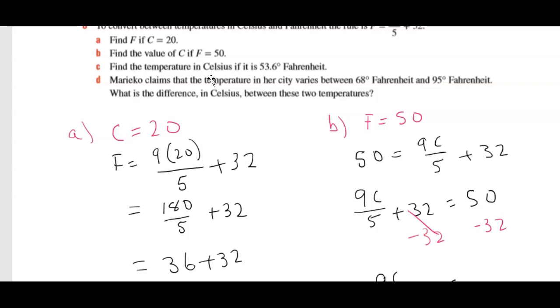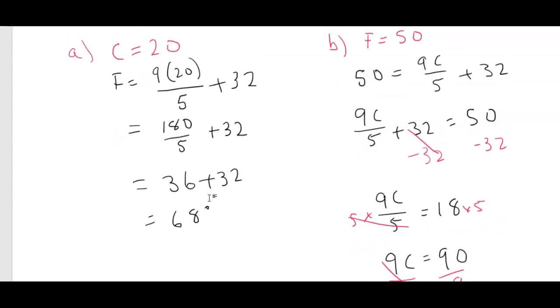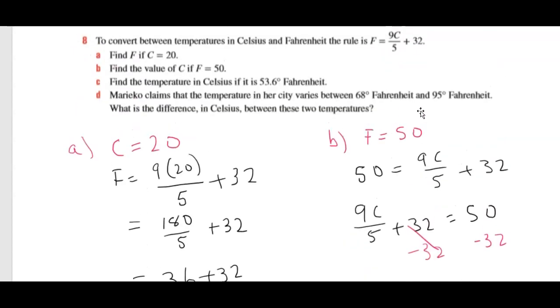All right, question C, find the temperature in Celsius if it is 53.6 degrees Fahrenheit. So you're just substituting in for F again. Let's have a look at question D. So Mariko claims that the temperature in her city varies between 68 Fahrenheit and 95 degrees Fahrenheit. What is the difference in Celsius between these two temperatures? So for this one, girls, you already worked out what 68 is. So when Fahrenheit is 68, Celsius is 20. Do the same for when Fahrenheit is 95, and then take the difference between the two.